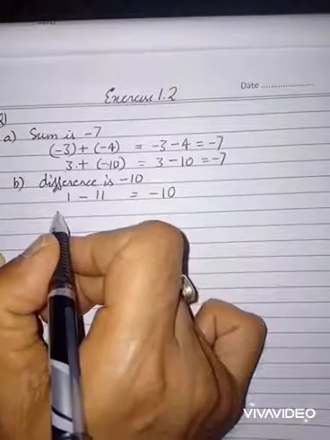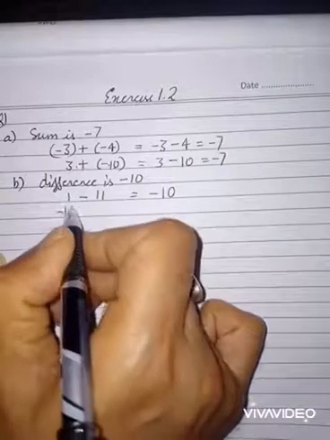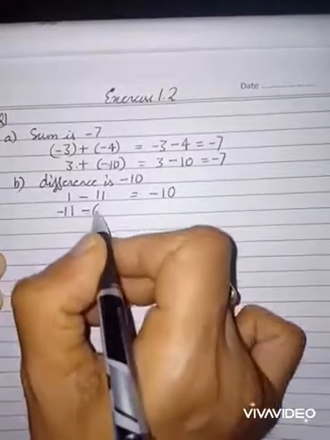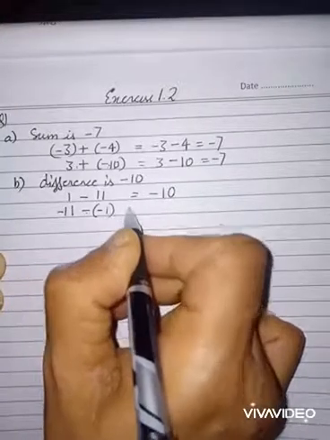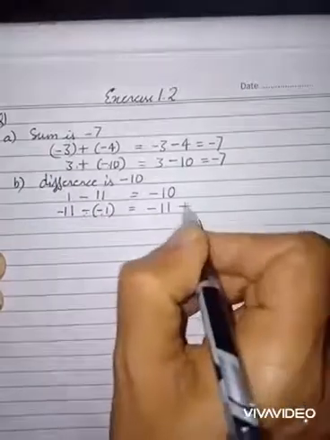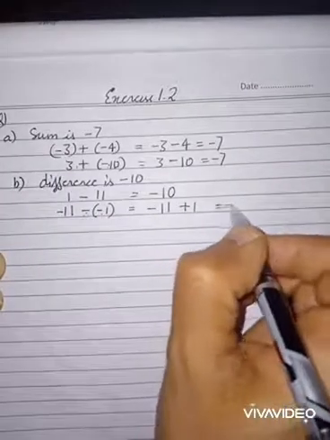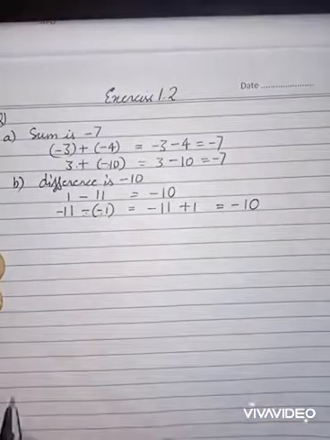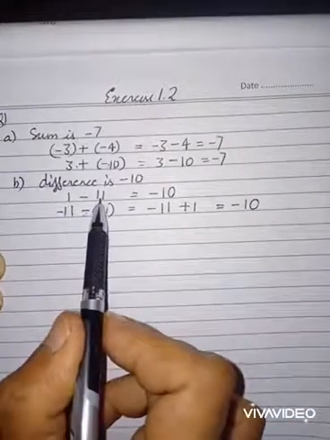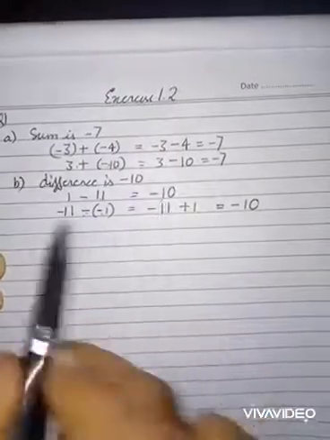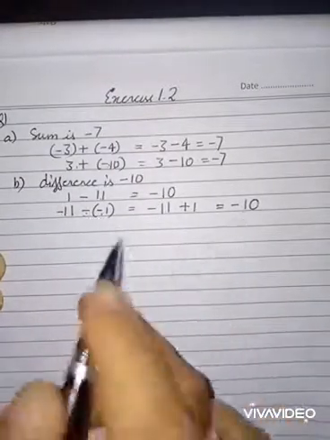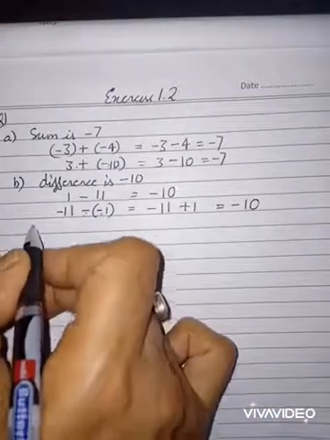Next what we can do is -11, and again the difference, so the minus sign is there, but the number I am taking is -1, such that it becomes -11 minus (-1), which is -11 plus 1, and the result is -10. So these are the two examples. One is 1 and 11, whose difference gives -10, and the second one is -11 and -1, whose difference gives -10.